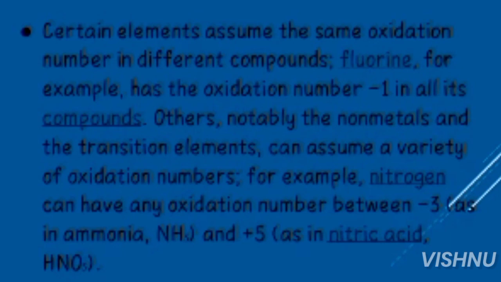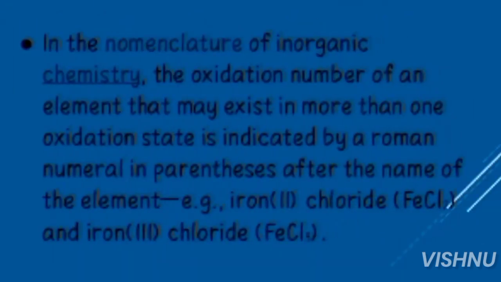Fluorine, for example, has the oxidation number of -1 in all its compounds. Others, notably the nonmetals and the transition elements, can assume a variety of oxidation numbers. For example, nitrogen can have any oxidation number between -3 in ammonia. In the nomenclature of inorganic chemistry, the oxidation number of an element that may exist in more than one oxidation state is indicated by a Roman numeral in parentheses after the name of the element. Example: iron 2 chloride FeCl2, iron 3 chloride FeCl3.